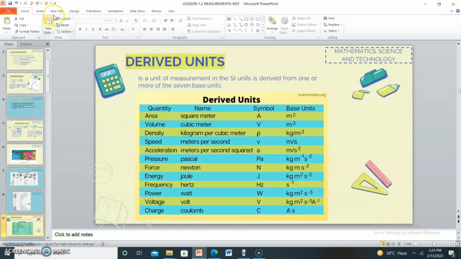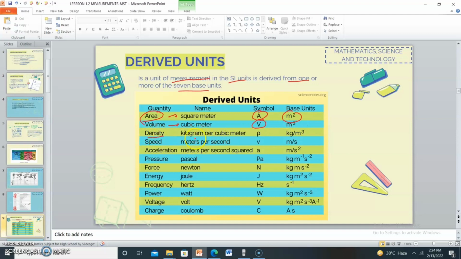Then the derived units. A derived unit of measurement in the SI is derived from one or more of the 7 base units. For example, the quantity is area, the name is square meter, the symbol is A, and the base unit is meter squared. Next is volume. Volume is cubic meter with the symbol V. The base unit is meter cubed, raised to 3.